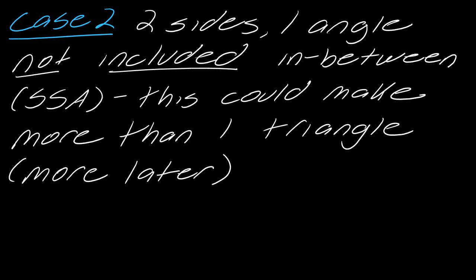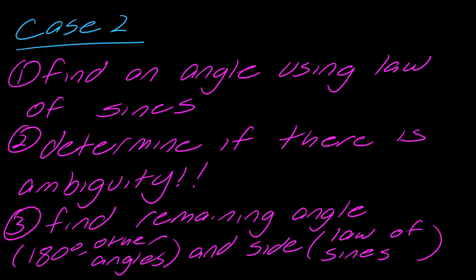We had case 2. We have two sides, but one angle is not included in between. So this is side-side-angle. So this could be more than one triangle. For this case 2, we talked about that we want to find an angle using the law of sines and then determine if there is ambiguity. And so we can find the remaining angle and the sides with the law of sines, but there could be two cases, and we discussed all the different ways to handle that in the other video.